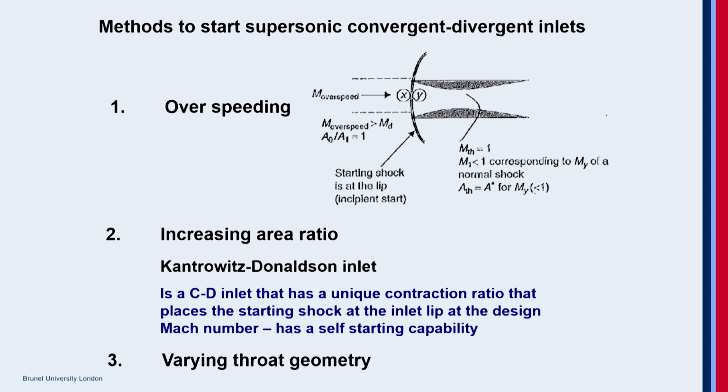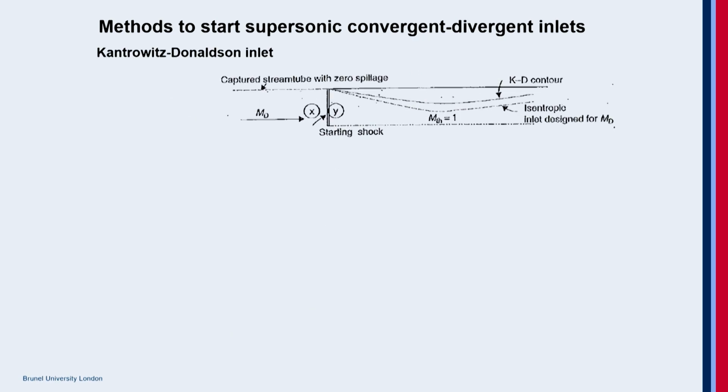the second approach is the Kantrowitz-Donaldson inlet, where the convergent geometry has a unique contraction ratio that places the starting shock at the inlet lip at the design Mach number. These are also called self-starting inlets. They can start by themselves because of the profile. As I had already mentioned, this is the KD profile and this is the isentropic design profile. So when it is designed to have the KD profile, at the design flight condition, the shock will not stand there.